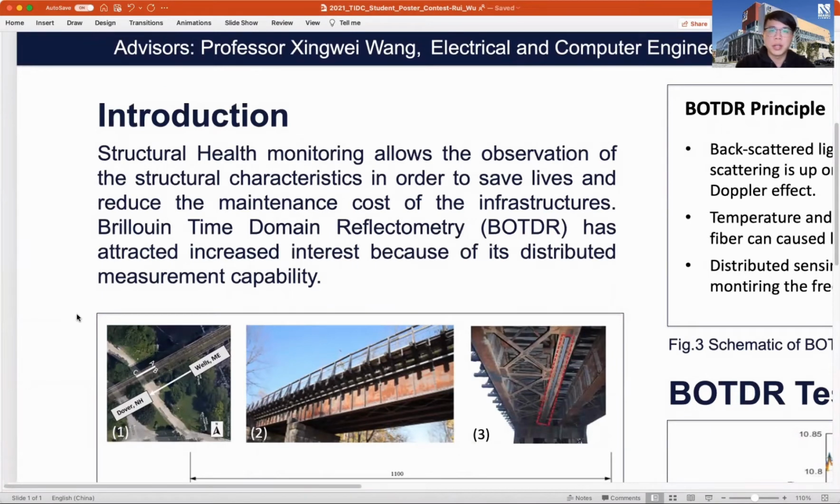Structural health monitoring allows the observation of structural characteristics to save lives and reduce maintenance cost of infrastructure. Brillouin optical time domain reflectometry has attracted increased interest because of its distributed measurement capability. In this project, we designed and fabricated a fiber sensing system using the BOTDR technique and demonstrated the test on an actual bridge.